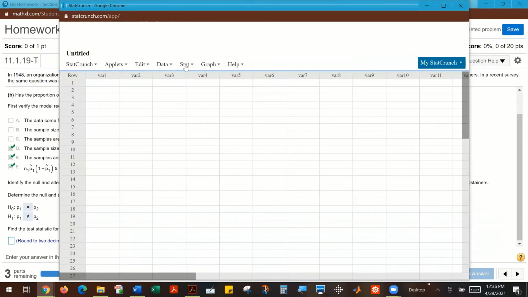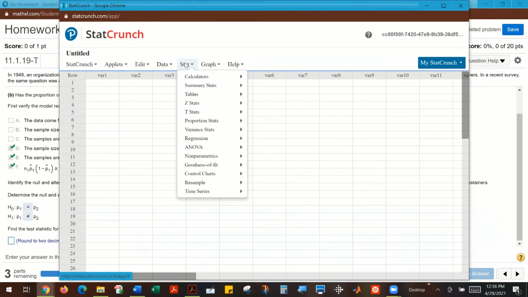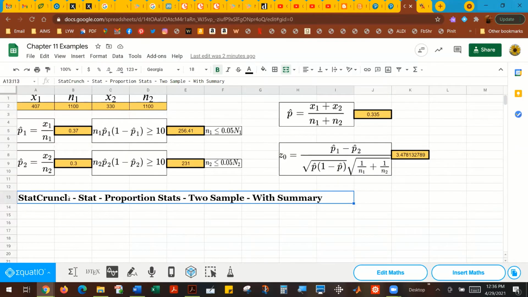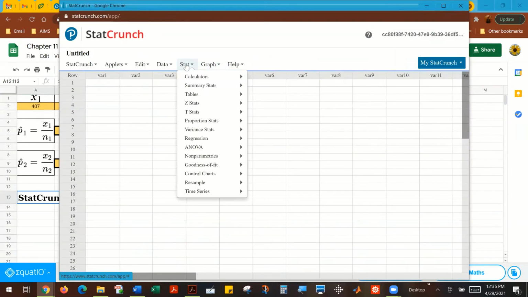Once it's open, you go under Stat. You will see again, I have those instructions here. From StatCrunch, you go to Stat. From Stat, we go to Proportion Stats, then to Two Sample, and then to With Summary. So again, StatCrunch is open now. Go under Stat, Proportion Stats. Since we have two samples, right? One from 1948, one from recent times. So that's two sample. We don't have the raw data. All we have is how many people said they abstain and how many total were surveyed. So that's why we're going under With Summary.